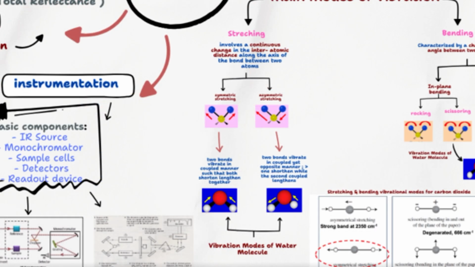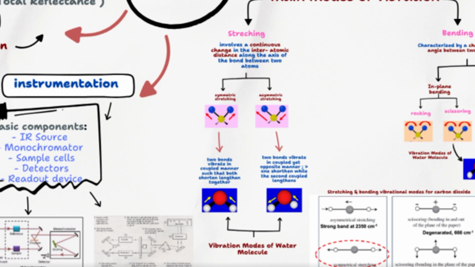First, stretching. Stretching involves a continuous change in the interatomic distance along the axis of the bond between two atoms. There are two types of stretching, which are symmetric stretching and asymmetric stretching. For symmetric stretching, two bonds vibrate in a coupled manner such that both shorten and lengthen together. For asymmetric stretching, two bonds vibrate in a coupled yet opposite manner, one shortens while the other lengthens.